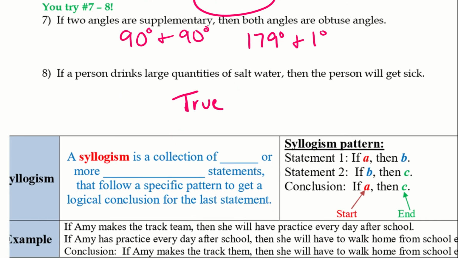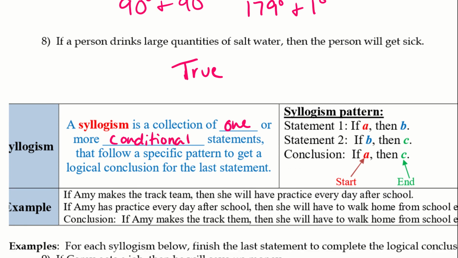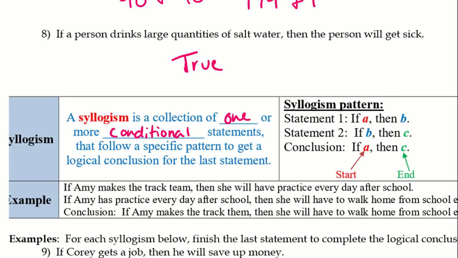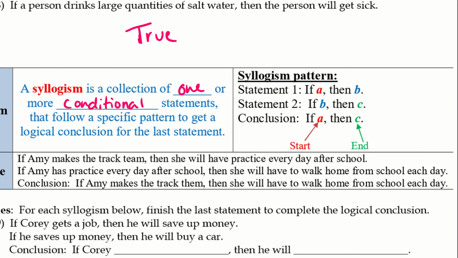All right, syllogism. A syllogism is a collection of one or more conditional statements that follow a specific pattern to get a logical conclusion for the last statement. So if A, then B, if B, then C, so if A, then C. So if Amy makes the track team, then she will have to practice every day after school. If Amy has practice every day after school, then she will have to walk home from school each day. So if Amy makes the track team, then she will have to walk home from school each day.